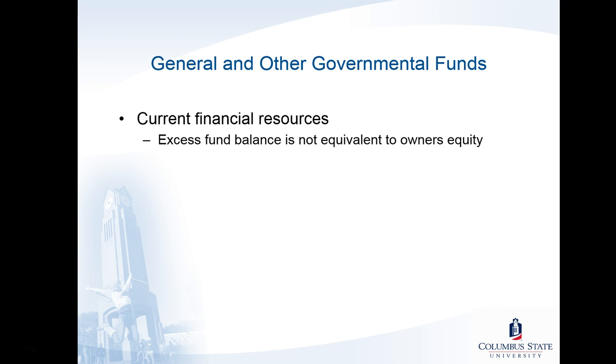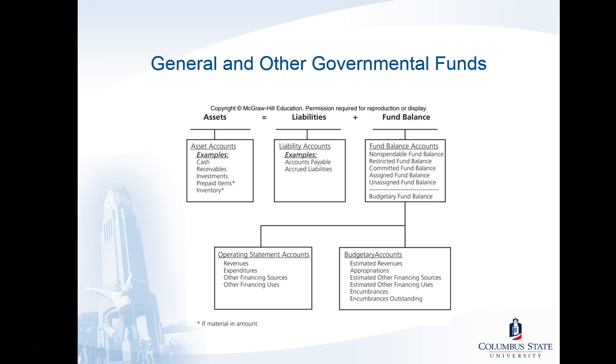So fund balance is not equivalent to owner's equity. Don't think about owner's equity when we're dealing with governmental financial statements. And so we have a picture here. We've got assets equals liabilities plus fund balance. That's our revised equation for government. Instead of assets equals liabilities plus owner's equity, it is assets equals liabilities plus fund balance.